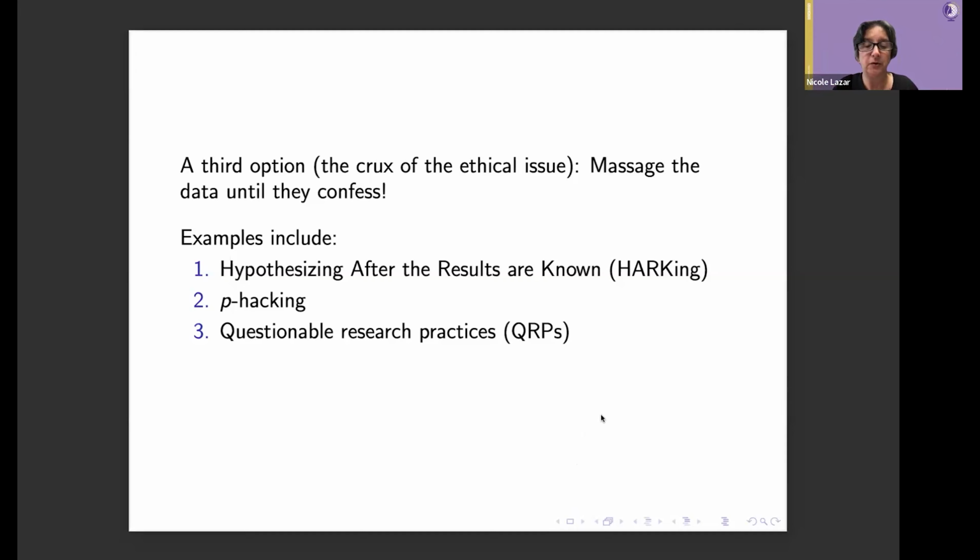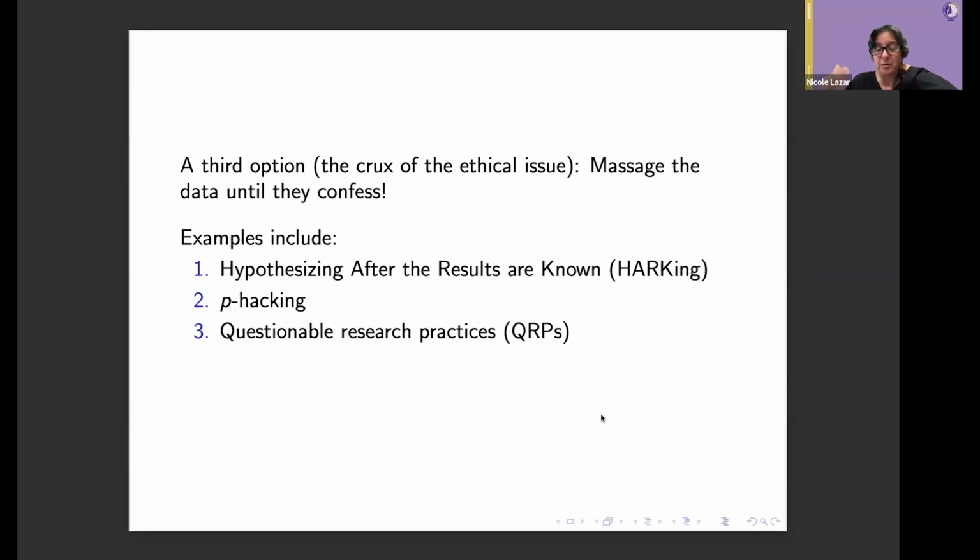P-hacking involves trying all sorts of different analyses and then reporting the ones that give you the quote unquote statistically significant results. And then more serious are a group of practices called questionable research practices, or QRPs, which are things like changing your endpoint of your analysis, looking at your data at a midpoint without doing anything like sequential analysis to correct for that, changing your sample size, and various other practices that people will sometimes engage in. So this is a third thing that people could do.